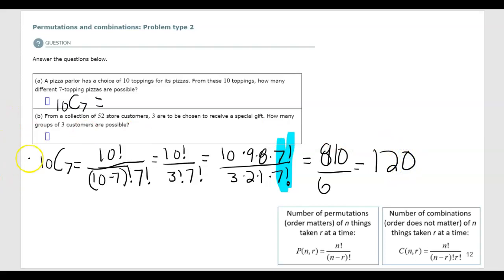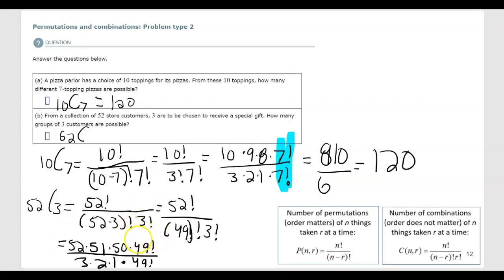Take a second and read B, and I want you to just think through to yourself if order matters or it doesn't. So order does not matter again because it doesn't matter if it's Bob, Susan, Jim got it, and then Jim, Bob, Susan got it. So this is another combination. There's 52 customers, and you're choosing 3 of them. Let's go ahead and pause your screen, try to solve this.